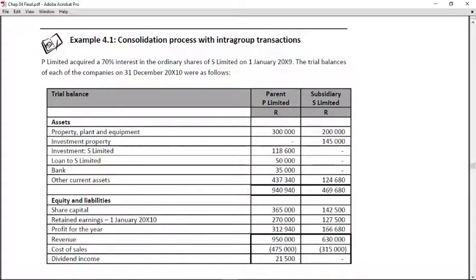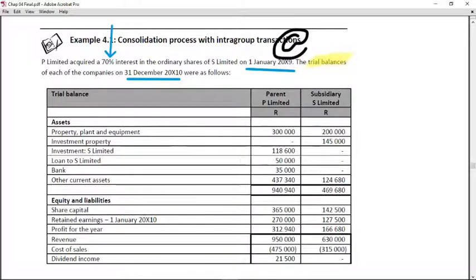This is example 4.1 from Introduction to Consolidations, Chapter 4. B Limited acquired a 70% interest in the ordinary shares of S Limited on 1 January 20X9. This represents my acquisition date. The trial balances of each of the companies on 31 December 20X10 were as follows.